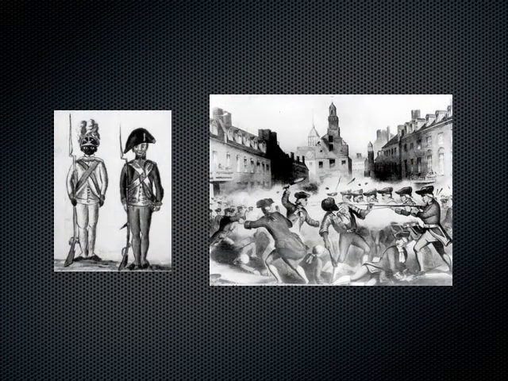And here's a recreation on the left, a painting of an African American soldier fighting alongside a colonial continental soldier. And then on the right, we have the Boston Massacre with Crispus Attucks.